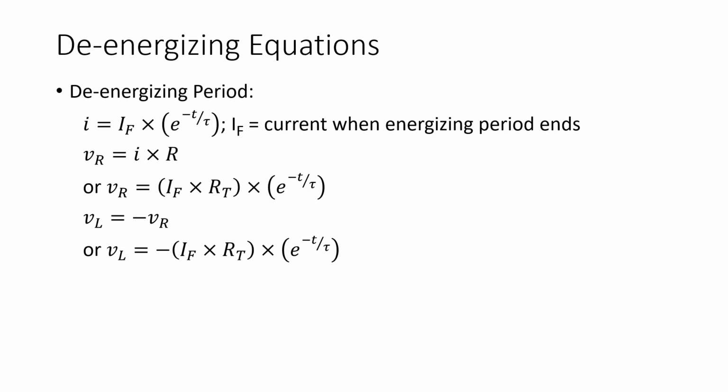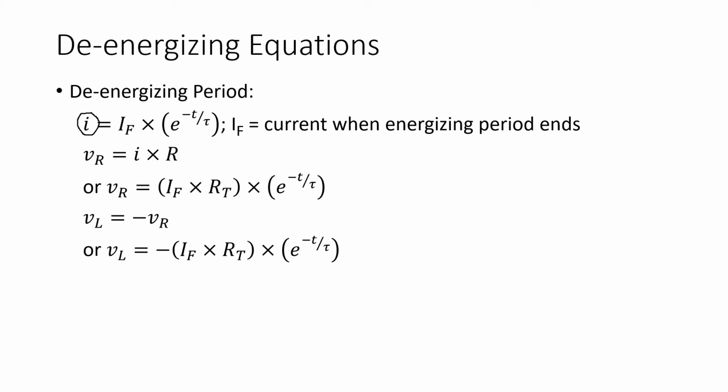Now, during the de-energizing period, we can calculate the current through the inductor with the equation shown, i equals I final times e raised to the negative t over tau power. Again, instantaneous value for current. And VR equals I times R, Ohm's law, or we can use the equation VR equals I final times RT times e to the negative t over tau power.